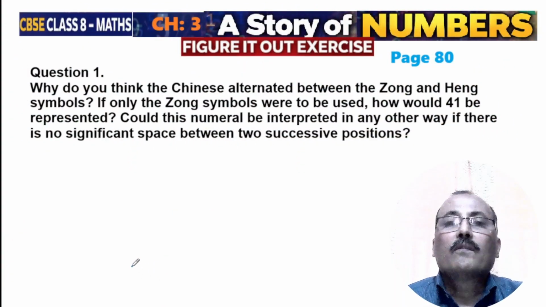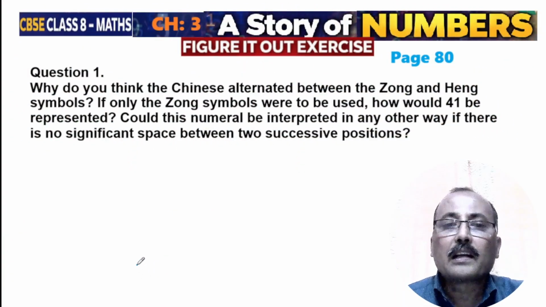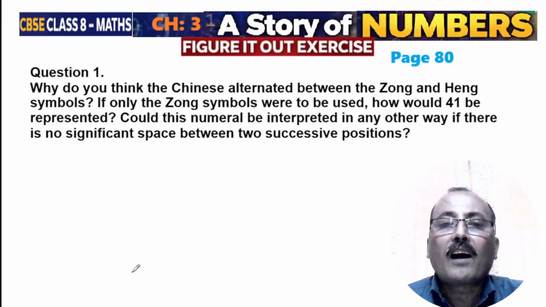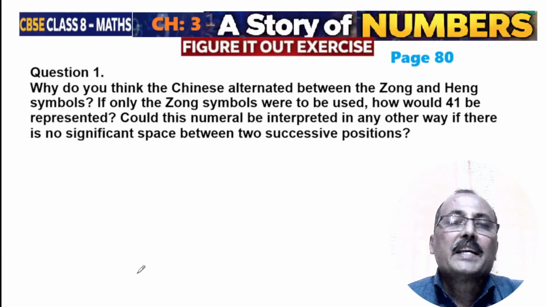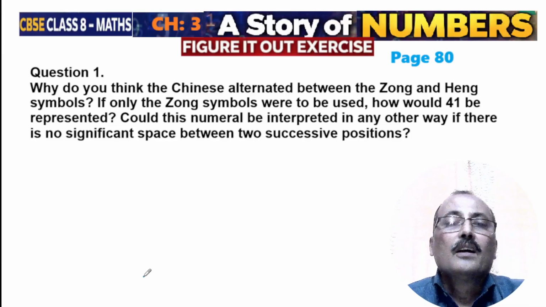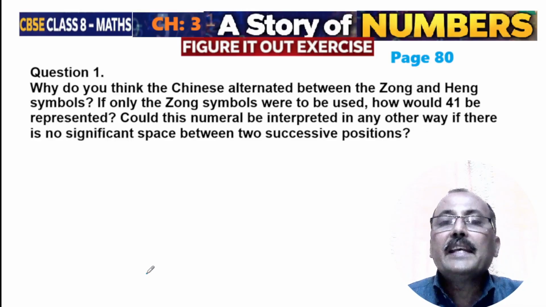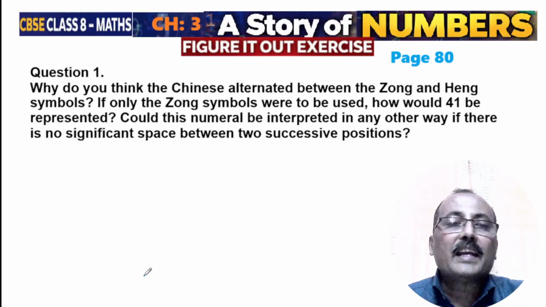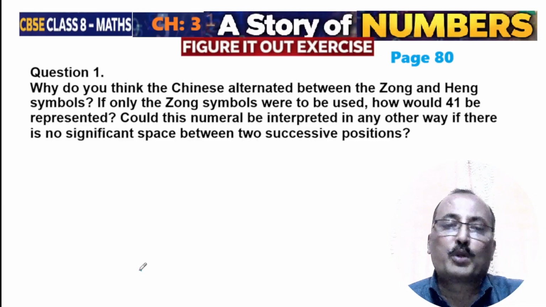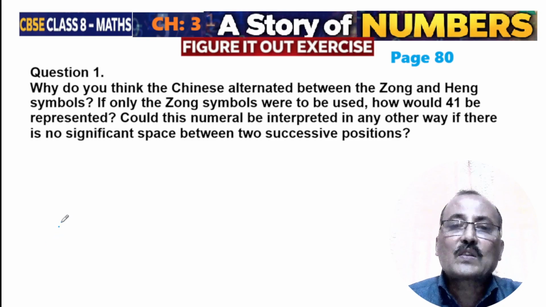Question number 1 from page number 80, figure it out exercise. Why do you think the Chinese alternated between Zong and Heng symbols? If only the Zong symbols were to be used, how would 41 be represented? Could this numeral be interpreted in any other way if there is no significant space between two successive positions? I hope you can understand.